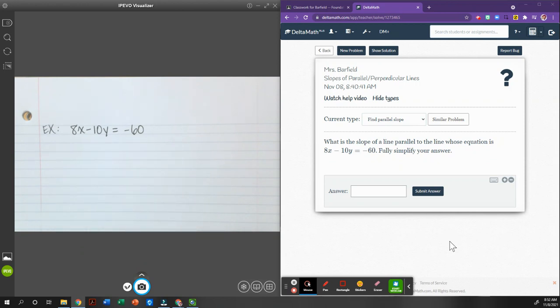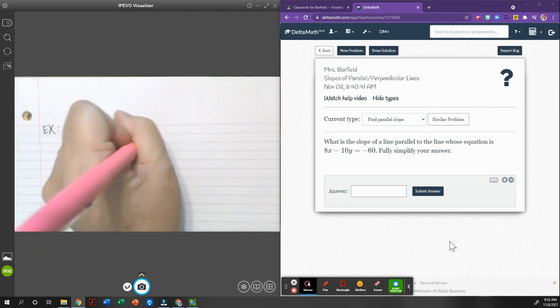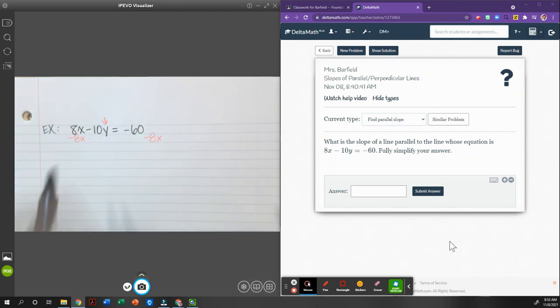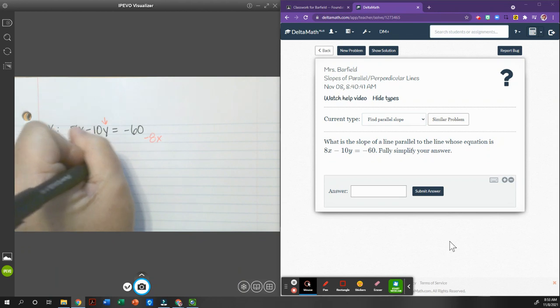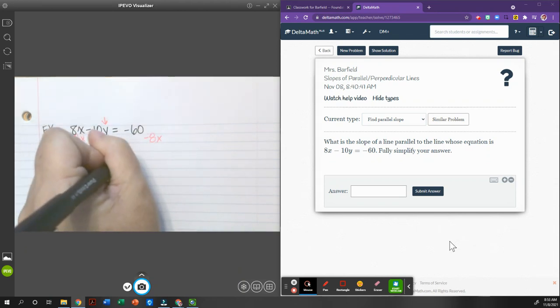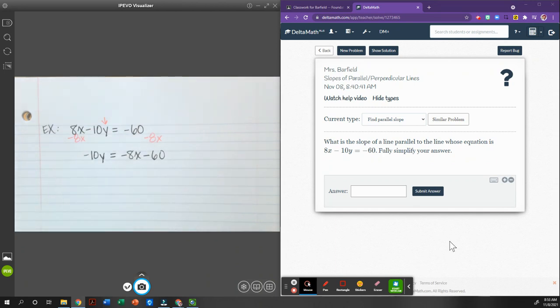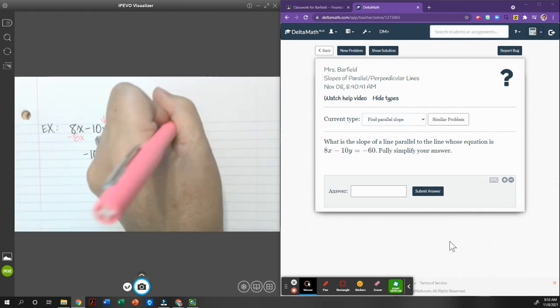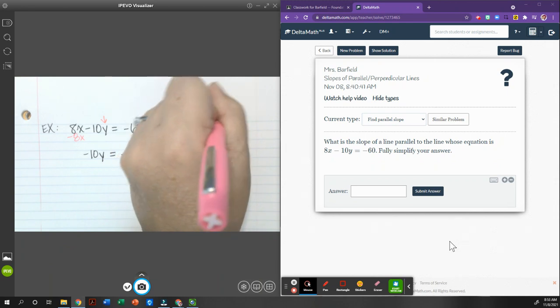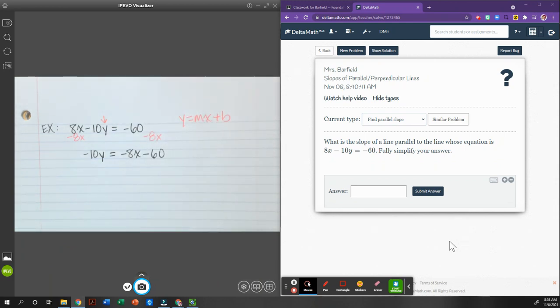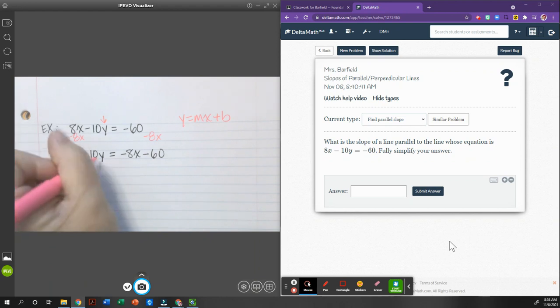All right, so the hardest part of this is going to be solving for y. So you have to get y by itself because you've got to get that slope to appear. All right, so I'm going to subtract 8x. So that gives me negative 10y equals, remember I write the x term first because I want it to be in y equals mx plus b form, okay? So I'll write that down as a reminder. I want it in y equals mx plus b form. All right, now I'm going to divide by negative 10.